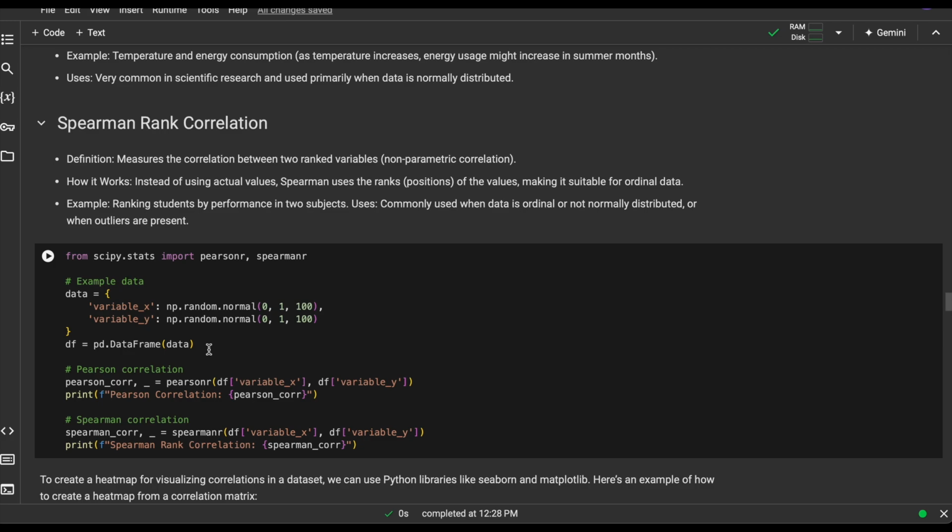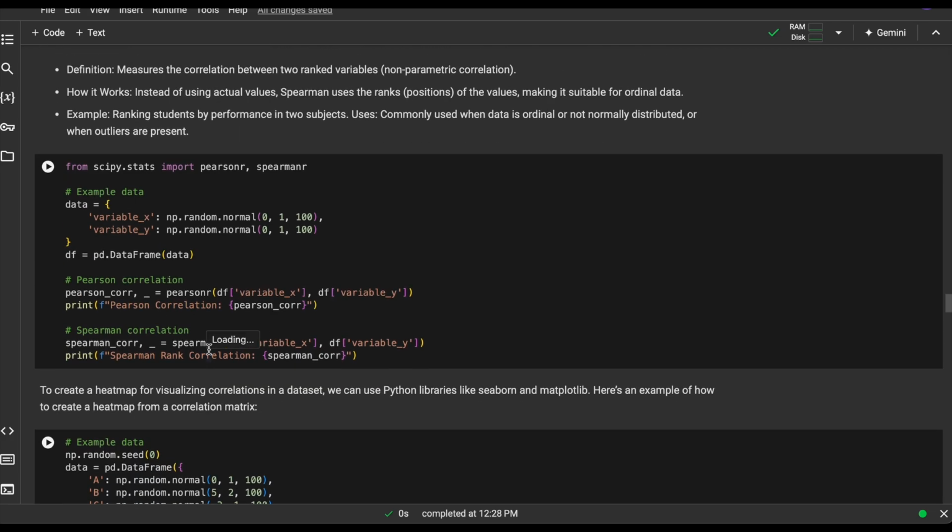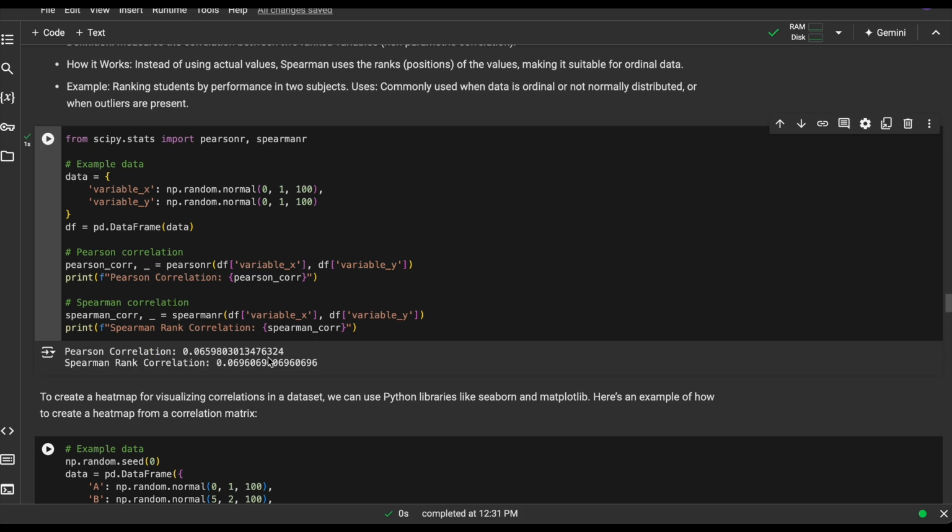Advantages of Spearman: Spearman correlation does not assume a normal distribution for ordinal data. It is robust to outliers because it ranks the raw values, so Spearman correlation is less affected by outliers. And the other thing, where we use them.